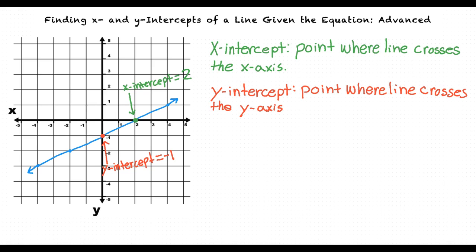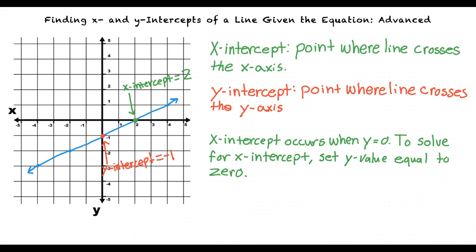Okay, so now that we know what the x and y-intercepts of a line mean, how do we find the x and y-intercepts in an equation? Recall that the x-intercept occurs at the point on the line with a y value of 0. So to solve for the x-intercept of an equation, we set y equal to 0 and solve the equation for x. Also, since the y-intercept occurs at the point on the line with an x value of 0, to solve for the y-intercept of an equation, we set x equal to 0 and solve the equation for y.